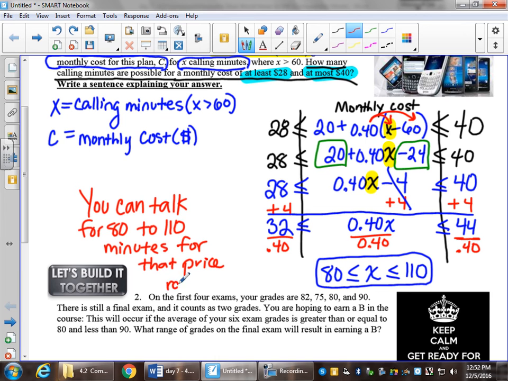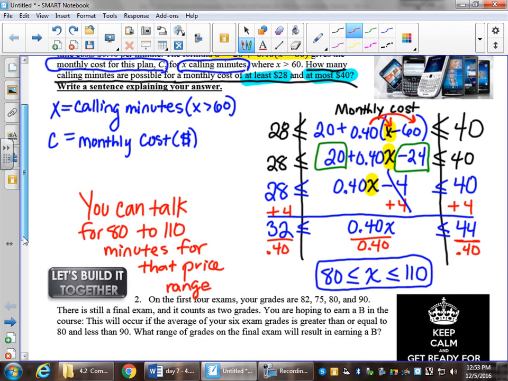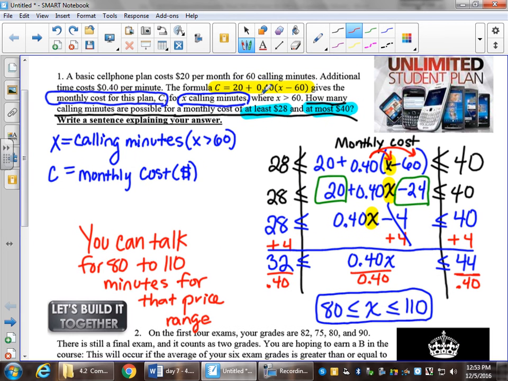For that price range. Because x, you found, is between 80 and 110. So this is one type of problem where you're given the function and you take that expression and you apply something from the question. So for example, the question here, when is this between 28 and 40? So that's what we set up. When is this between 28 and 40? And then we used all of our solving skills to get to our answer.